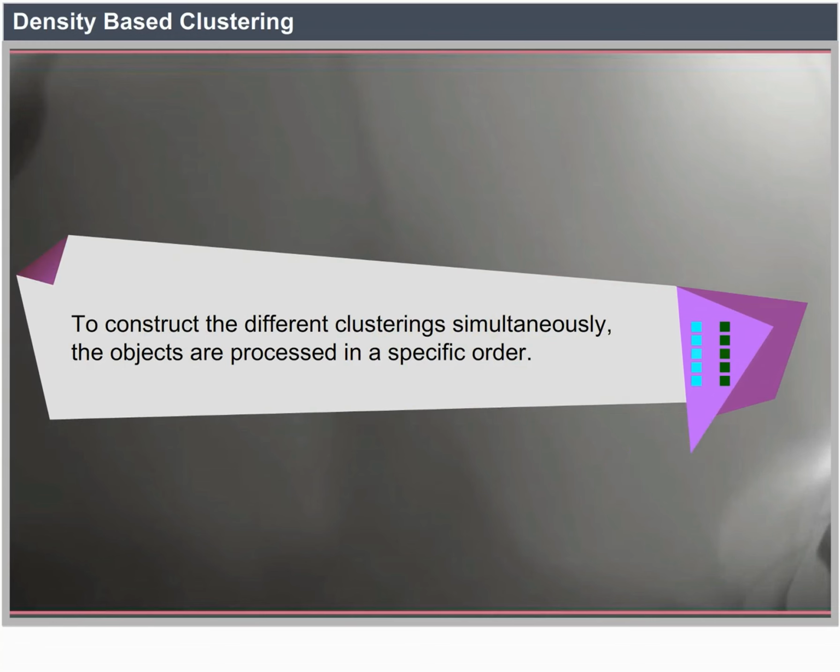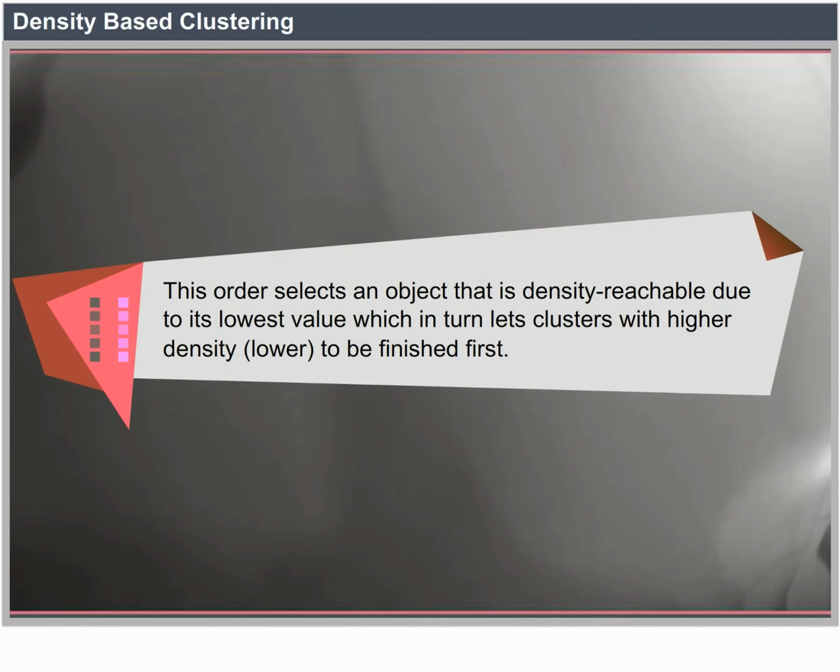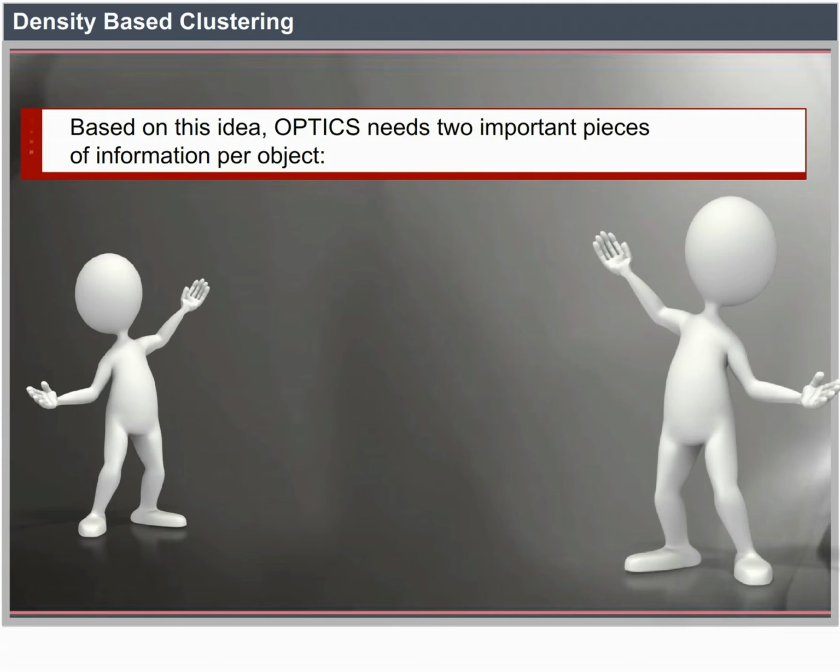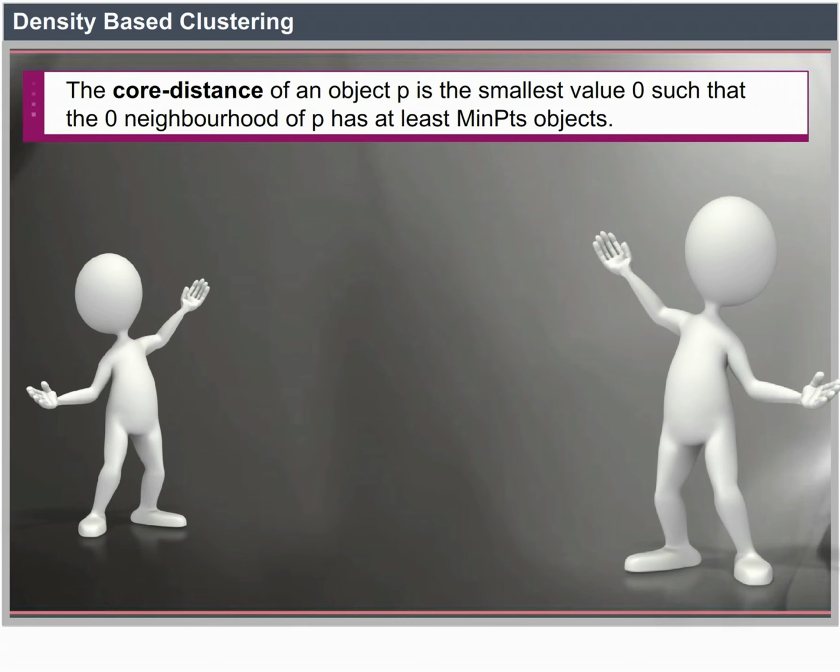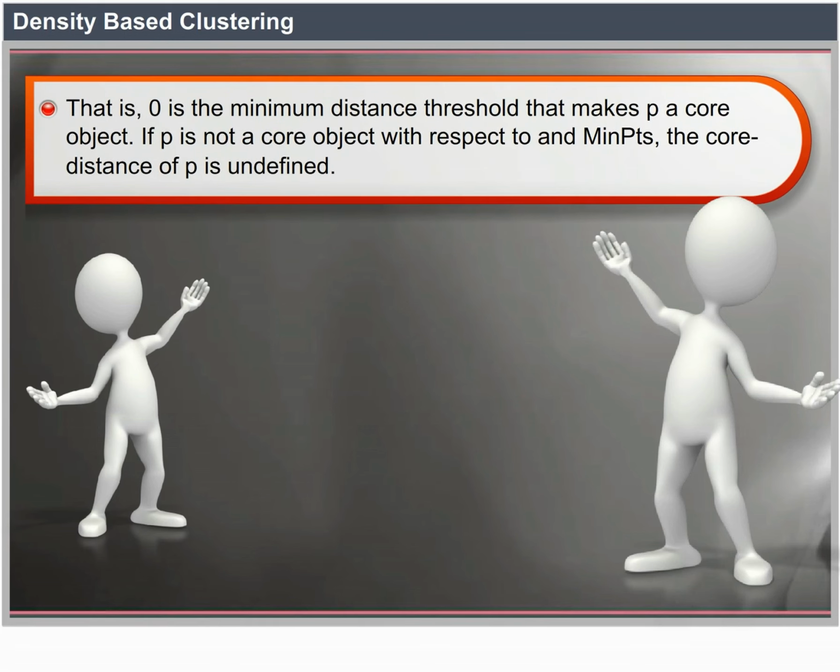To construct the different clusterings simultaneously, the objects are processed in a specific order. This order selects an object that is density reachable with respect to the lowest epsilon value so that clusters with higher density will be finished first. Based on this idea, OPTICS needs two important pieces of information per object. The core distance of an object P is the smallest epsilon value such that the epsilon-neighborhood of P has at least min points objects. That is the minimum distance threshold that makes P a core object. If P is not a core object with respect to epsilon and min points, the core distance of P is undefined.